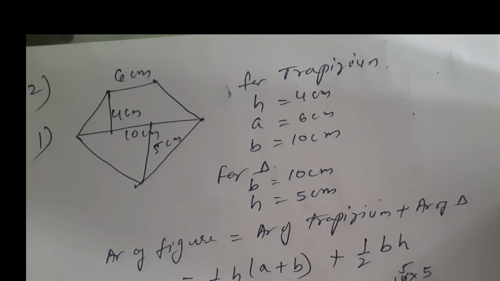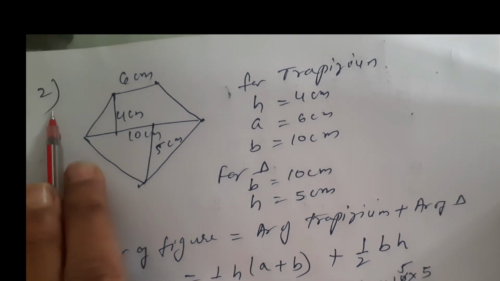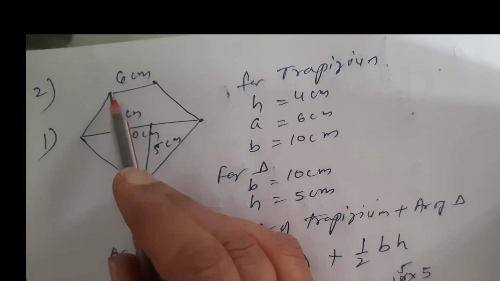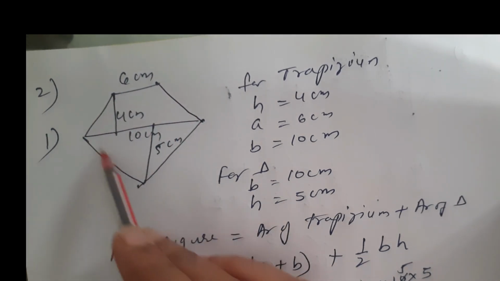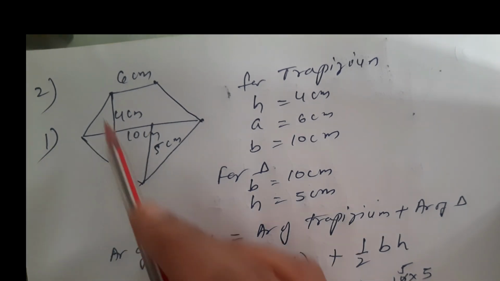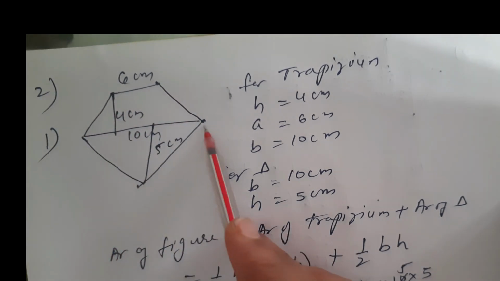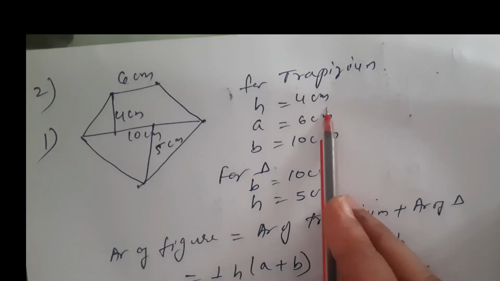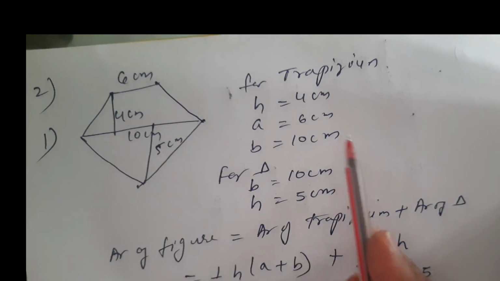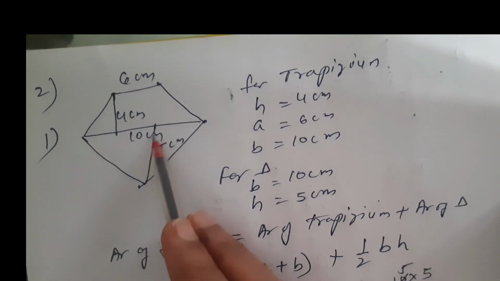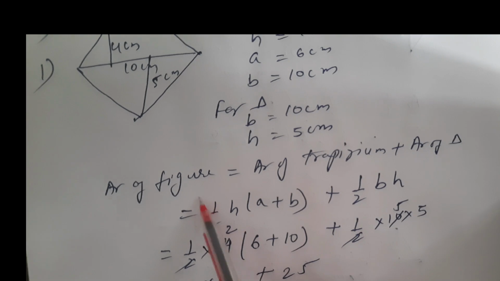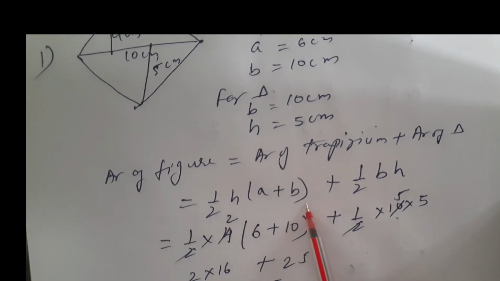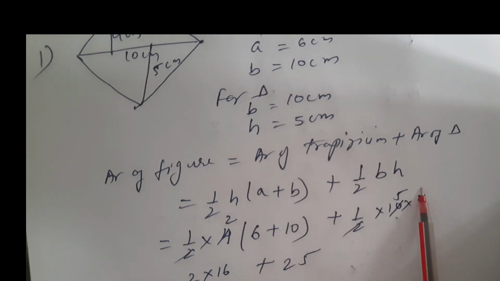In question number 1 we had two sub questions. In the same way, question number 2 also has two sub questions. For the first one, again like the previous question, here in the figure one trapezium part is there and one triangle part is there. To find the area of the figure we need to add the area of the trapezium and the area of the triangle. So I have given all the information here. Height of the trapezium is 4 centimeter, one of the parallel sides is 6 and the other is 10. For the triangle, base is 10, height is 5. Now find the area of the figure, which is area of trapezium plus area of triangle. Area of trapezium is half height into (a plus b), and area of triangle is half into base into height.